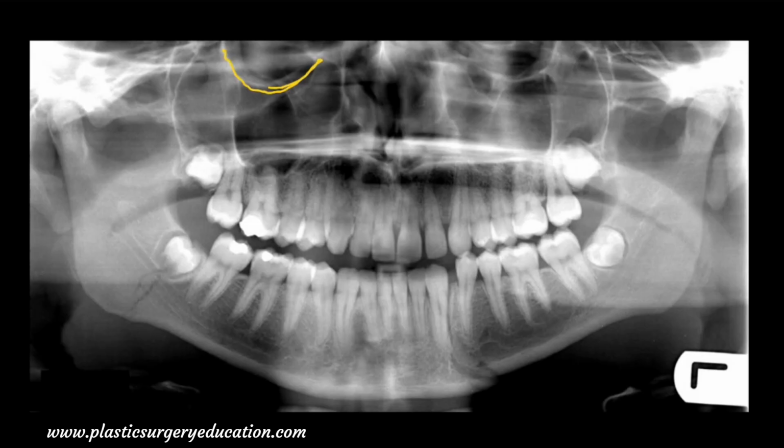Orbit, same thing over here. This is the floor of the orbit. Then we have the median. So this line over here is the hard palate. Now we have seen the orbit, maxilla, pterygoid plate, septum, palate. Let us go to the mandible now.